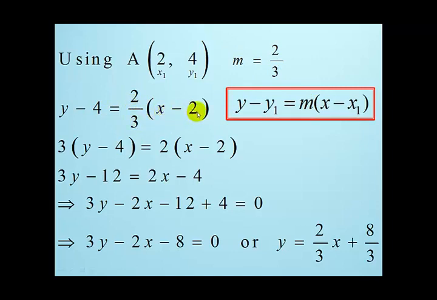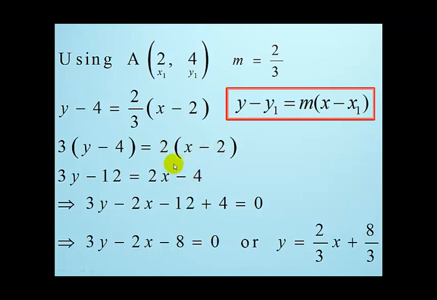Now we multiply through by 3. So when we multiply the left hand side by 3, we have 3 into bracket y minus 4. And when we multiply the right hand side by 3, the 3 will cancel the denominator. So we are left with 2 into bracket x minus 2. Now we expand. 3 times y equals 3y. 3 times minus 4 equals minus 12. This is equal to 2 times x equals 2x. And 2 times minus 2 equals minus 4.